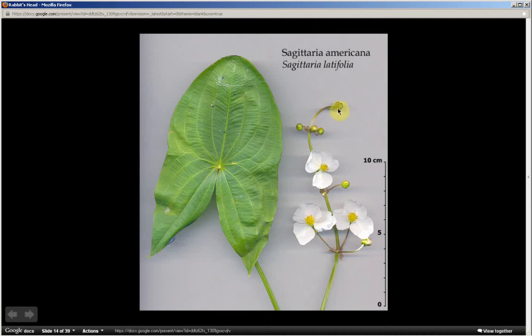The stalk will also be terminated with 3 flowers on the tip. You can see here in this picture how the leaf stalk is finely ribbed, just as the inflorescence or flowering stalk will be.